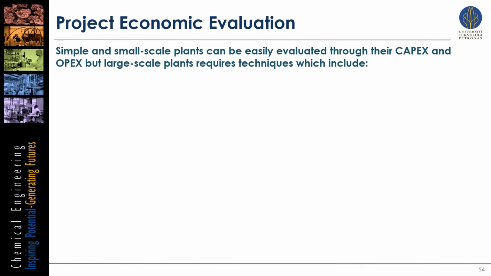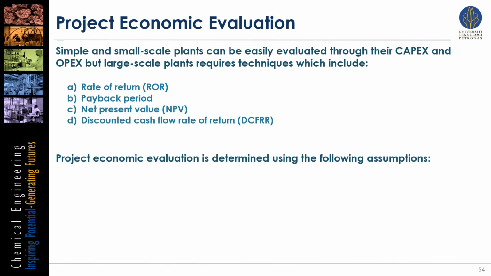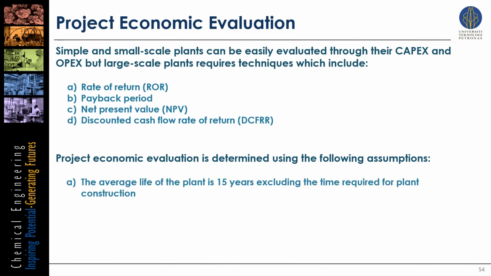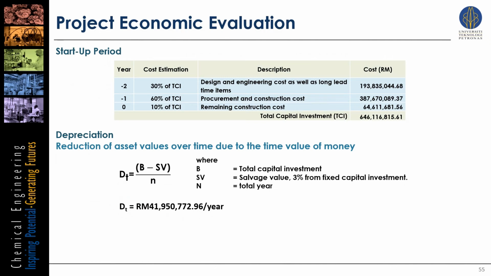Large-scale plants require techniques which include the rate of return, payback period, net present value, as well as discounted cash flow rate of return. All calculations for economic evaluation will be made using the following assumptions, where the plant has a plant life of 15 years, with yearly operation of 330 days and daily operation of 24 hours. The MARR is fixed at 20% and the yearly income tax is 25% of net profit. By evaluating the cost for startup period, which is 3 years before commissioning the plant, as well as depreciation costs, we can obtain the rate of return of the plant.